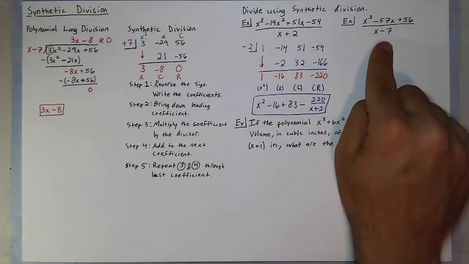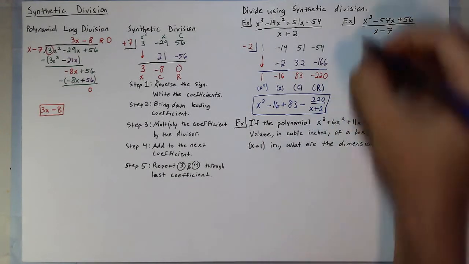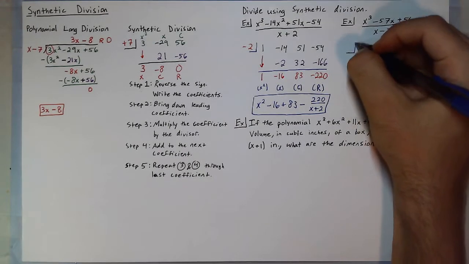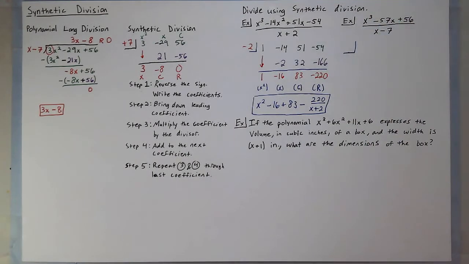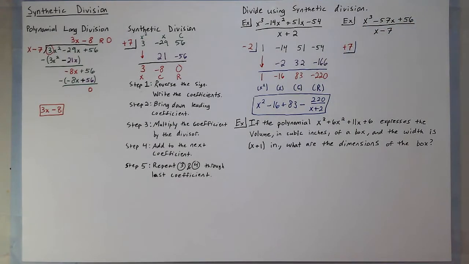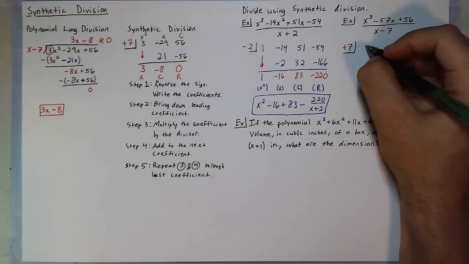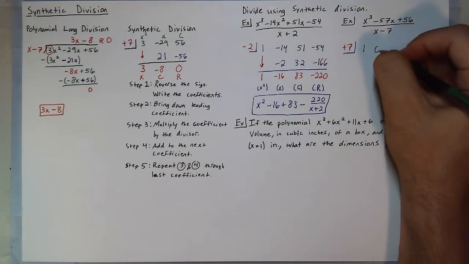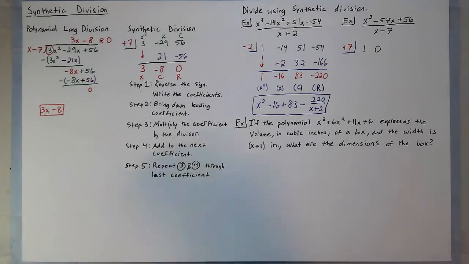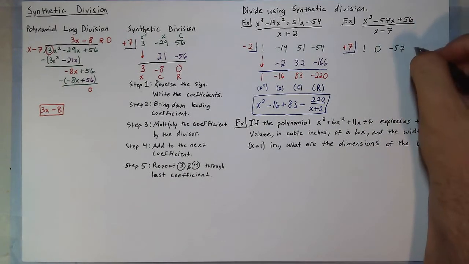Now let's try this again, but now I have x minus 7. So again, the first step would be to reverse that sign. So I'm going to use a positive 7 instead. Then I'm going to write down my coefficients. You'll see here there's no x squared term, so I'm going to write 1 for the x cubed term, 0 for the x squared term, then negative 57 for the x term, and then 56 for the constant.